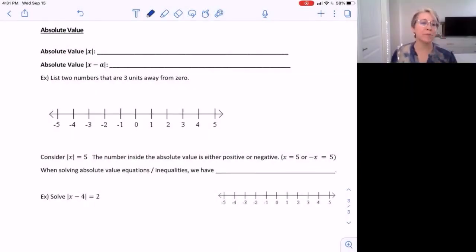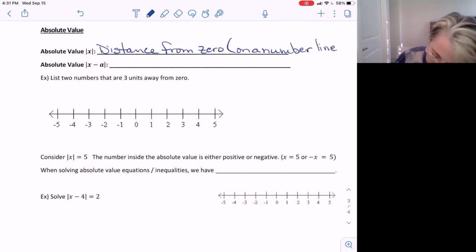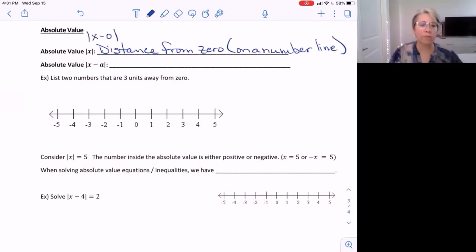So the definition of an absolute value, most of us think, well, it's positive, right? Here's the reason why. The actual definition, the absolute value of x, is the distance from 0 on a number line. So we can also consider that the absolute value of x minus 0. How far away are you from 0? Distance is always positive.